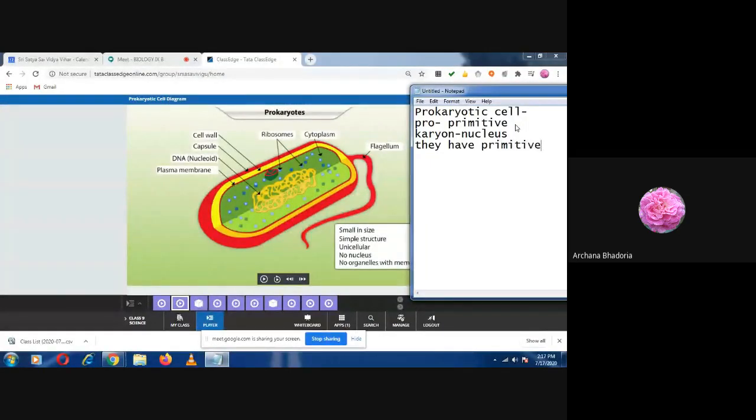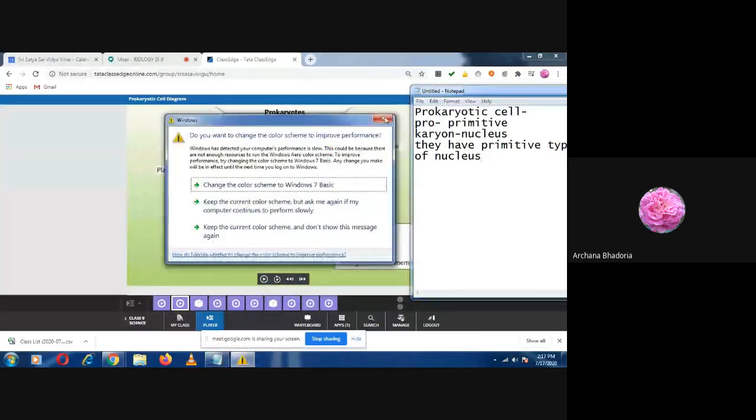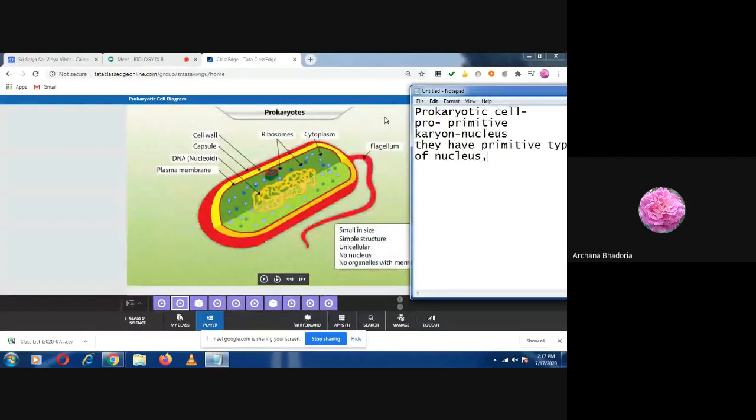They have a primitive type of nucleus. What is the meaning of primitive type? That is, not bounded by a nuclear membrane.